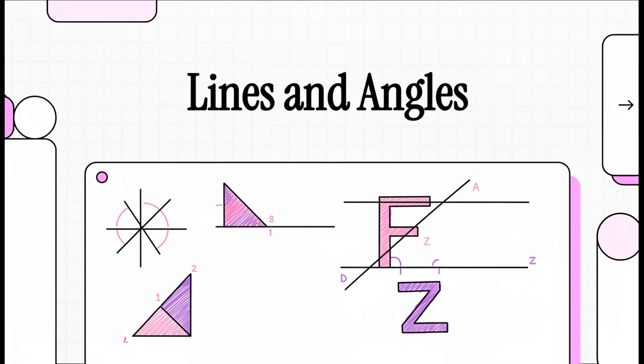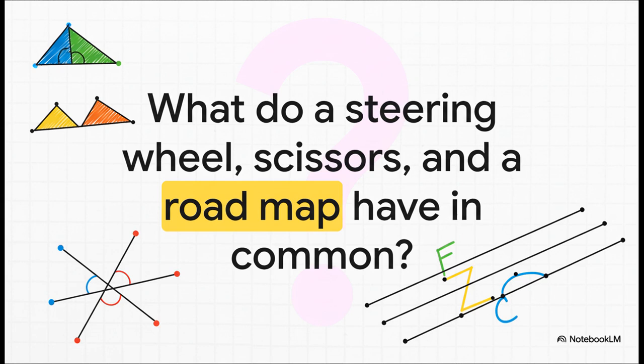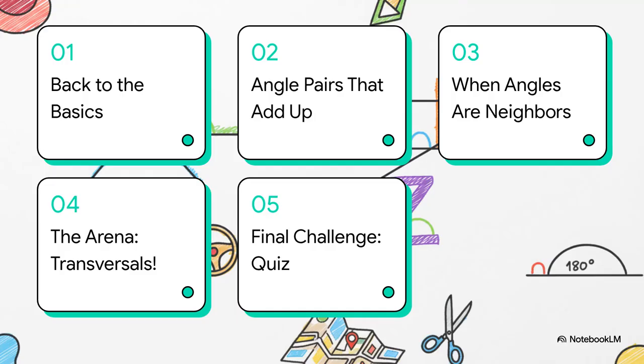Welcome, everyone. Get ready because today we are going to completely master lines and angles together in this revision explainer. Let's do this. Well, it turns out they're all packed with hidden lines and angles that follow some very special rules. And today, we're going to uncover every single one of them. So here's our game plan for today's training session. We're going to build our skills right from the ground up until we are totally ready for that final challenge.